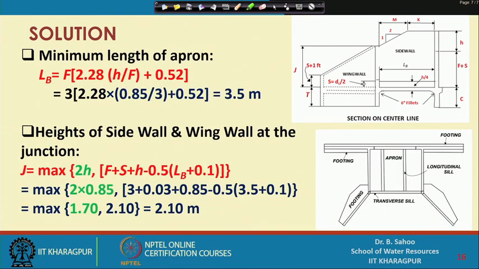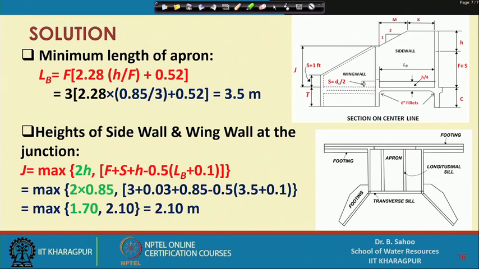Now, the minimum length of apron, that is your LB, is given by F into 2.28 into small h divided by F plus 0.52. The value of h is 0.85, F is 3 meter. By using these two values, the minimum length of apron is estimated as 3.5 meter.